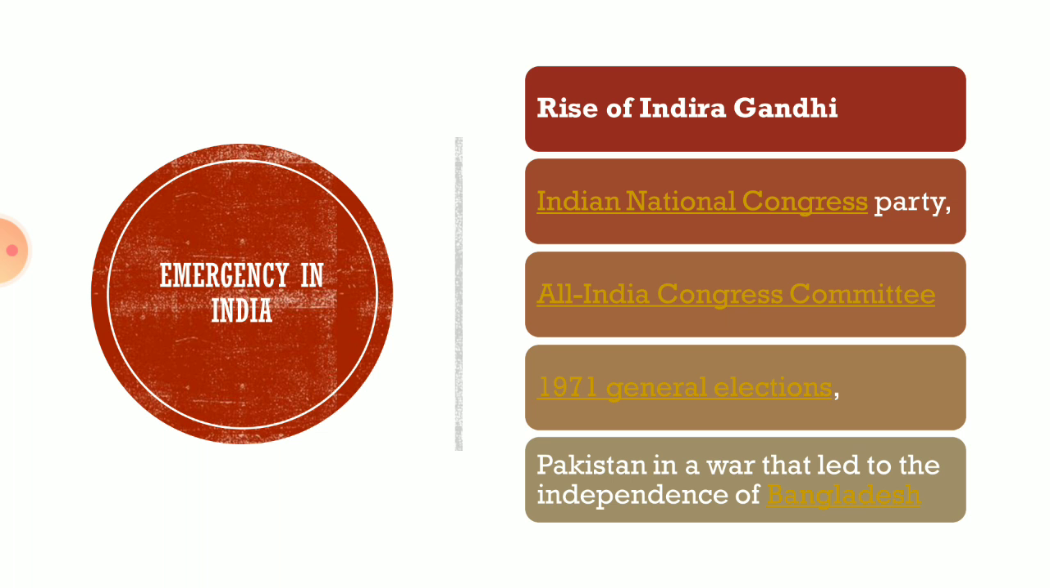So within Congress, Indira ruthlessly outmaneuvered her rivals, forcing the party to split in 1969. The Congress got split into Congress O and Congress R. Congress O was called the old guard, the syndicate, and R. A majority of the All India Congress Committee, as you can see in this slide, and the Congress MPs sided with the Prime Minister.